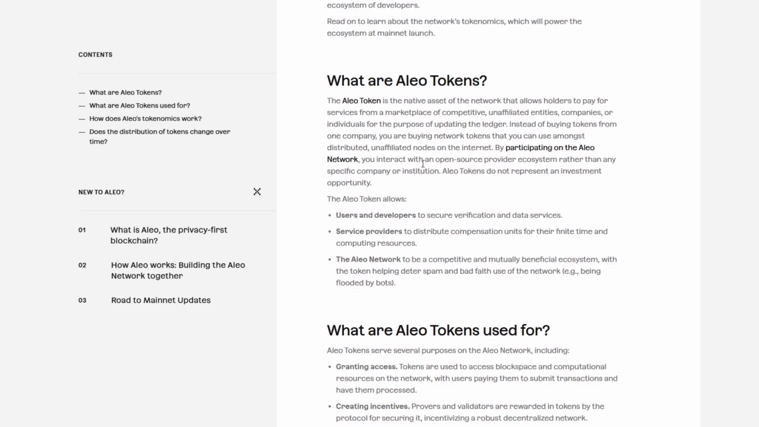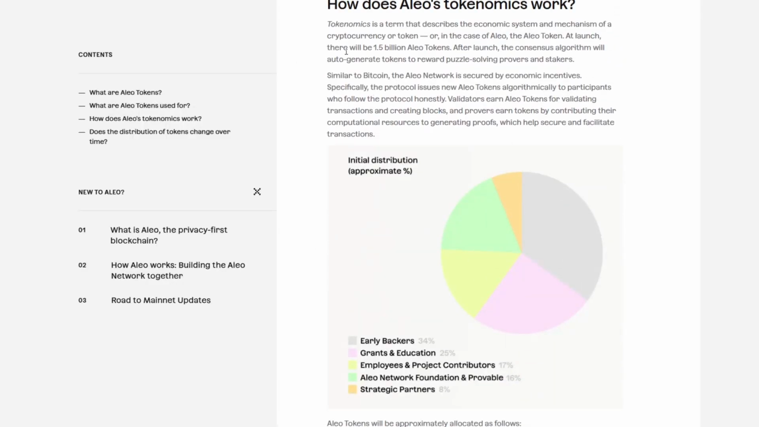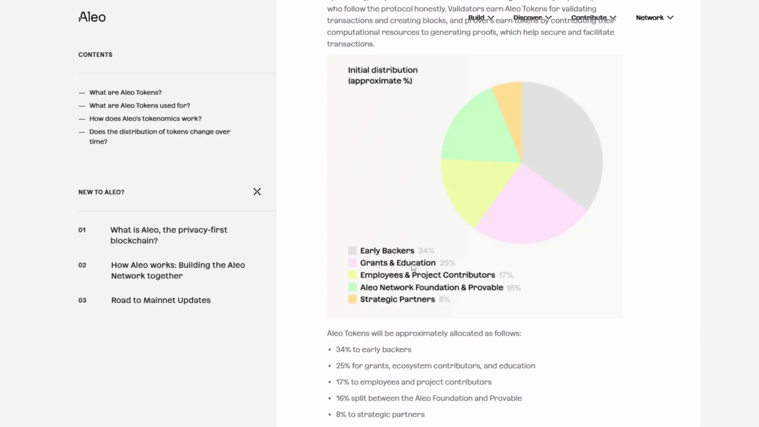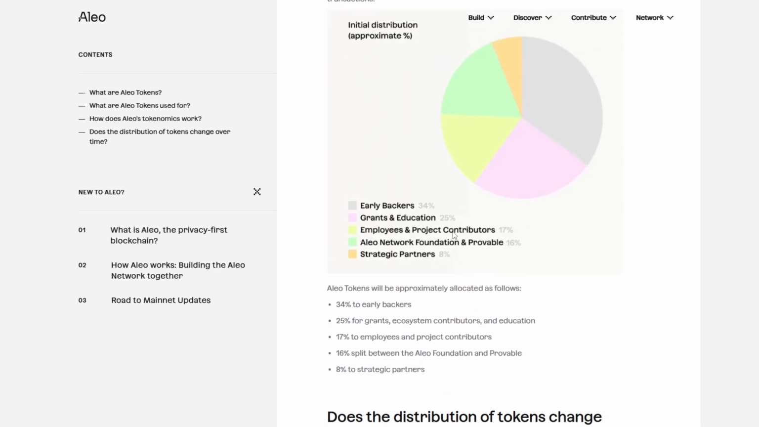So even in the tokenomics, you can see that a lot of the tokens right here, in case of the Aleo token, at launch there'll be 1.5 billion tokens. After launch, the consensus algorithm will auto-generate tokens to reward puzzle-solving provers and stakers. So obviously the puzzle-solving is the miners and the nodes. Similar to Bitcoin, the Aleo network is secured by economic incentives. So there's 1.5 billion of these tokens available at launch, and this is how they were distributed. So you have early backers, grants and education, employees and project contributors, Aleo Network Foundation and Provable, and then strategic partners. So that's quite a lot to just be given out over at the launch of a coin.